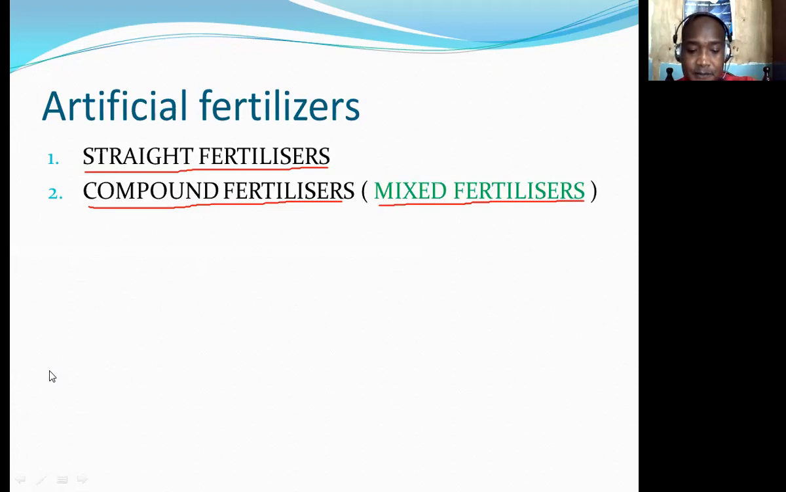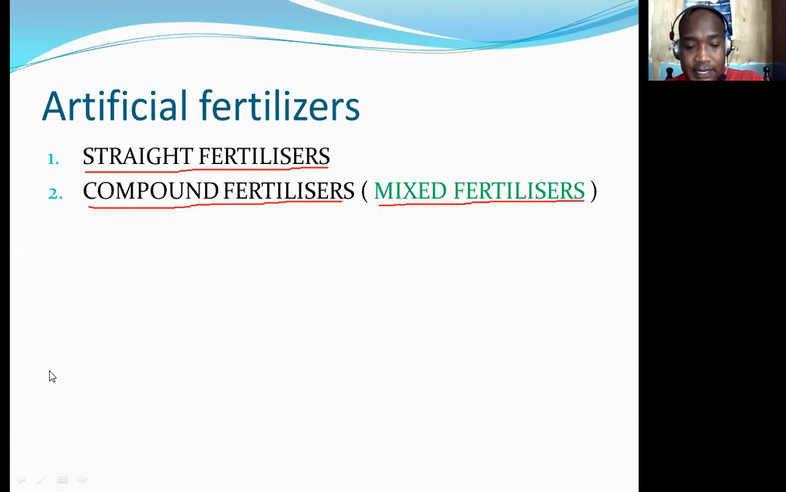Potassic fertilizers, there are two examples. We have muriate of potash and sulphate of potash. Lastly, compound fertilizers, also known as mixed fertilizers. Pupils, why? They contain more than one major nutrient, so we call them macronutrients.